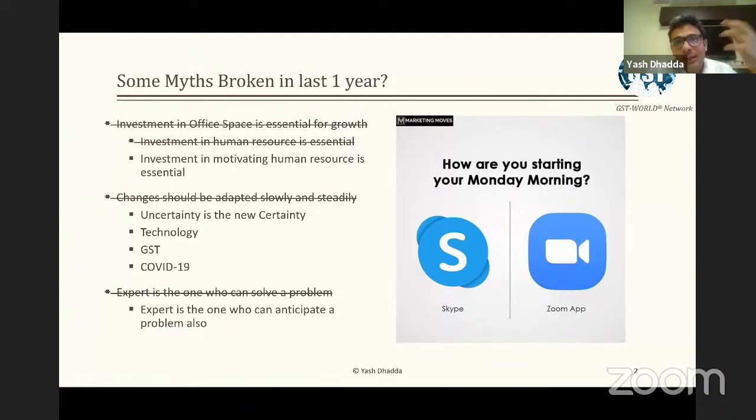Maybe in terms of adapting to the technology, we had a little more breathing time to adapt to it. In terms of GST, the way things keep on changing, that reaction time has reduced. And in terms of COVID, in fact, the reaction time is even less.